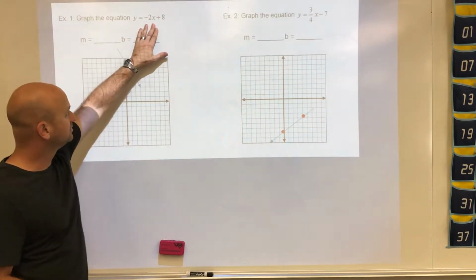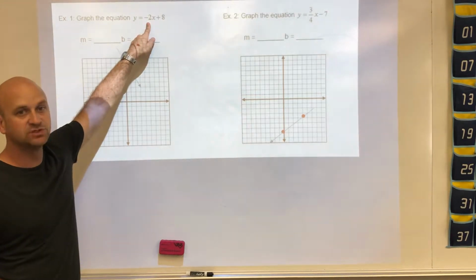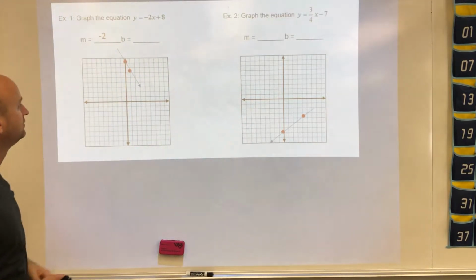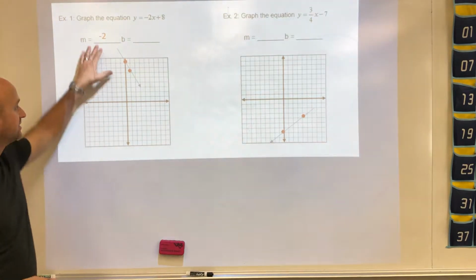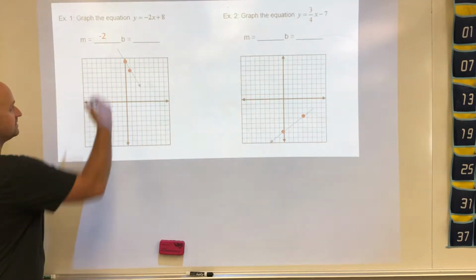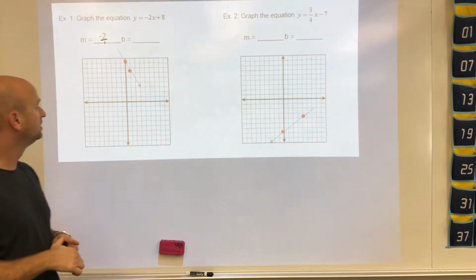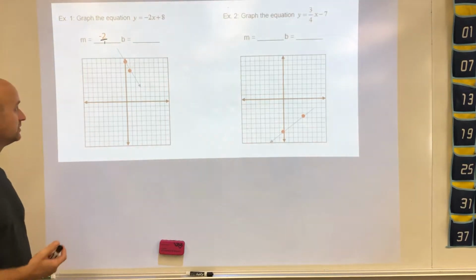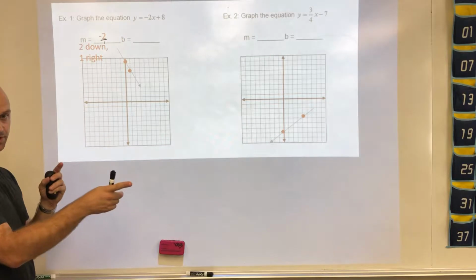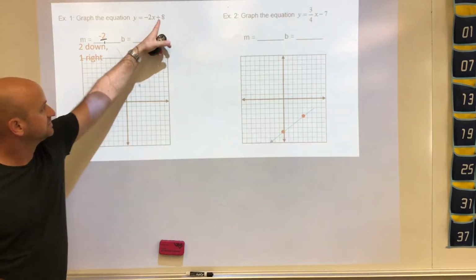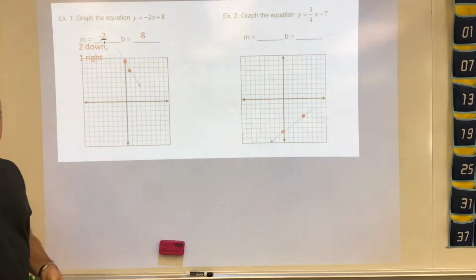So in this first example here, the -2 would be the slope. So -2 would be here. And what that means, because it's a -2, it's actually over the number 1 because it has to be two numbers in a fraction. So the -2 tells us we're going to go down 2 and then 1 to the right. The b value in this problem is +8.